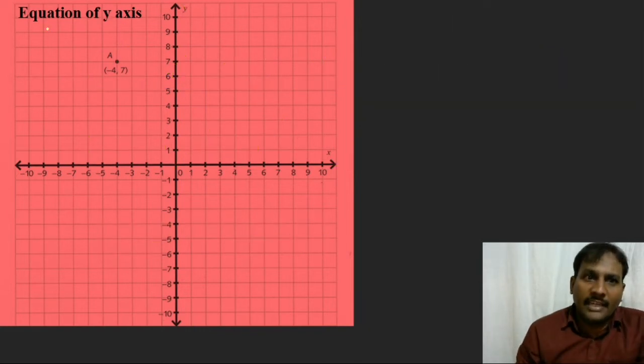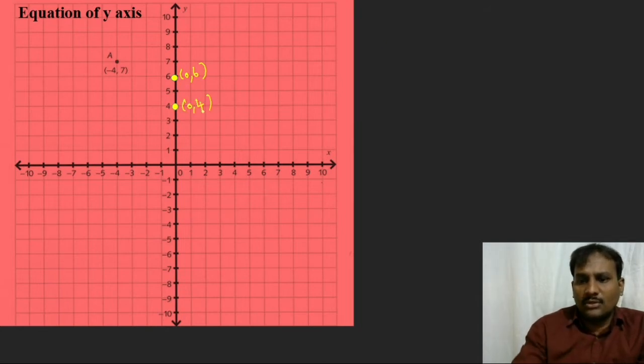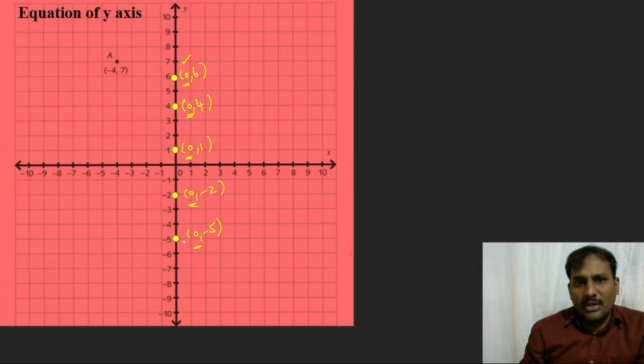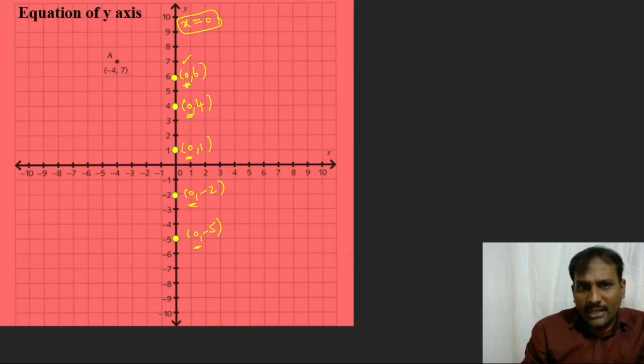Now we'll find the equation of y-axis. Take some points on y-axis. So this is (0, 6), this is (0, 4), this is (0, 1), this is (0, minus 2), and this one is (0, minus 5). So if you observe, x value in all these ordered pairs is 0. So can I generalize that it is x equal to 0? So any point on y-axis, the x coordinate is 0.